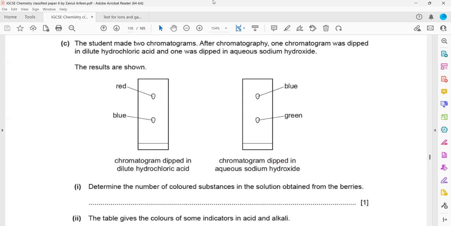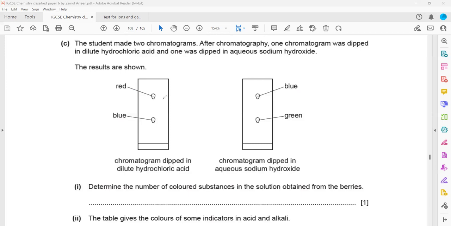Look, the rule is to identify how many colored substances are there. We don't bother about the type of color. What we bother about is the number of spots. How many spots are there? 2. Don't bother about why this one is blue and red here and this is blue and green, because they might have different colors in different solvents. Like the dye which we are using may have different colors. And an important thing: why did we not say 4? If it were 3 or 4, then there would be something left dormant on the baseline, I think.